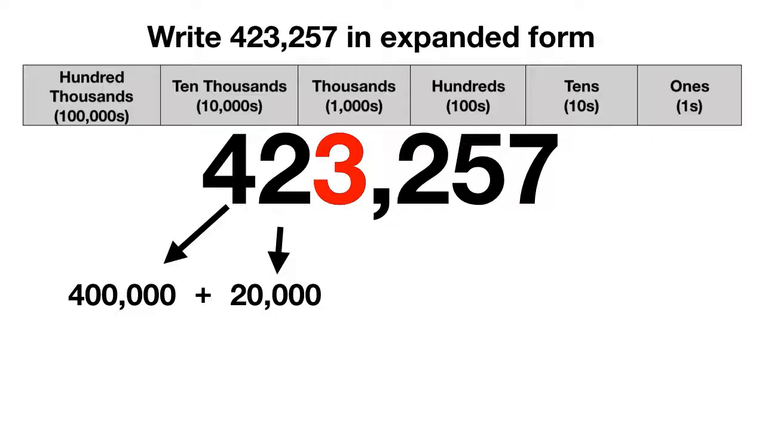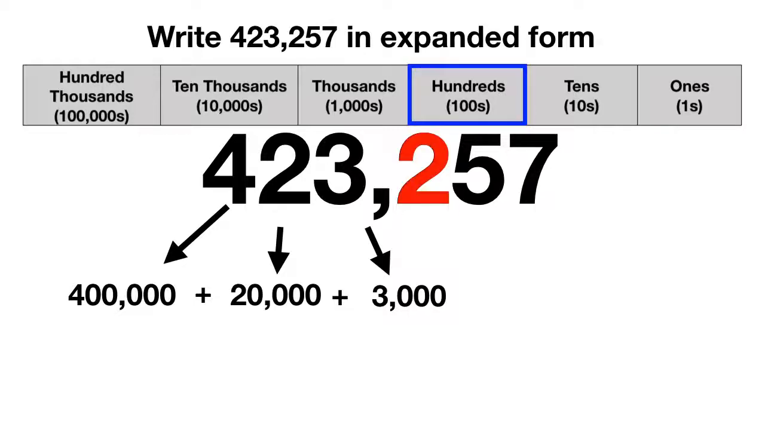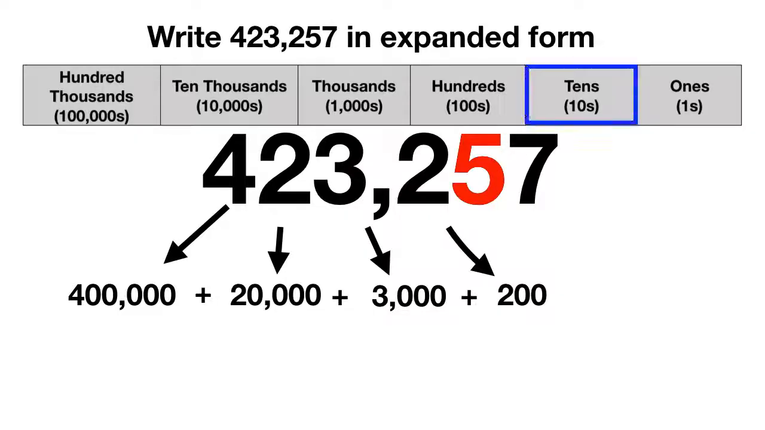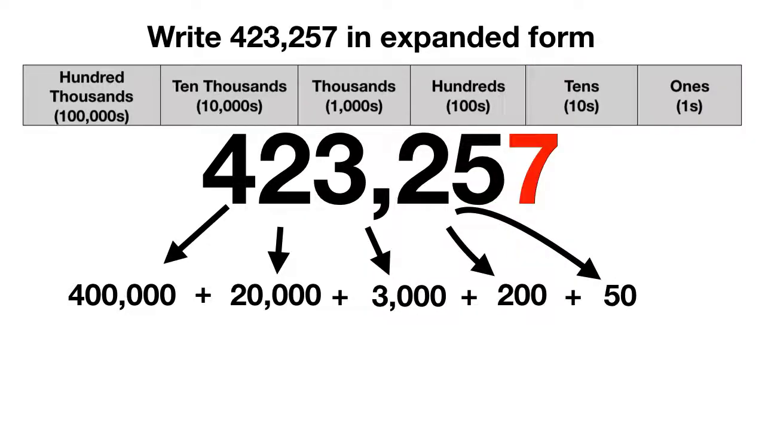Next is the 3 in the thousands place, and 3 thousands has a value of 3,000. You can keep moving. The 2 is in the hundreds place, so its value is equal to 2 hundreds. Next is the 5 in the tens place, which has a value of 5 tens, or equal to 50. And finally, the 7 represents 7 ones, so it has a value of just 7.